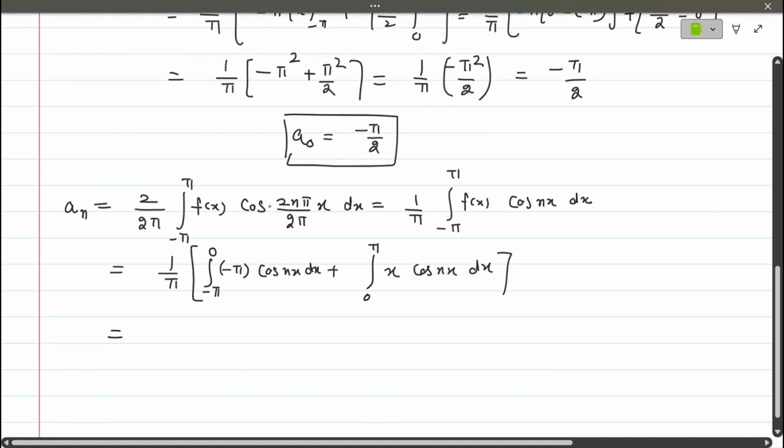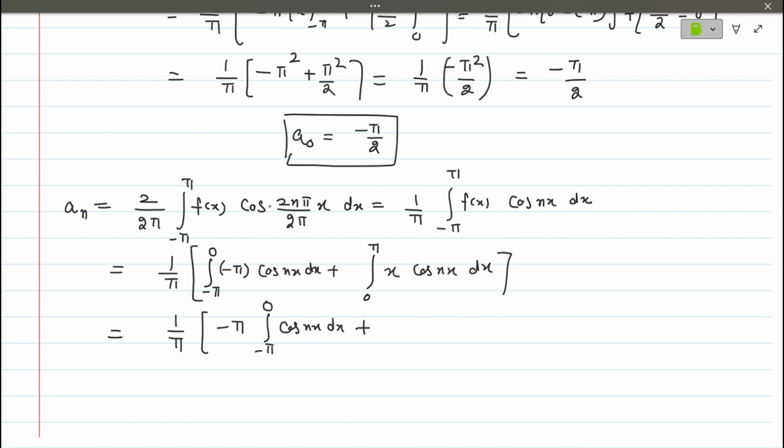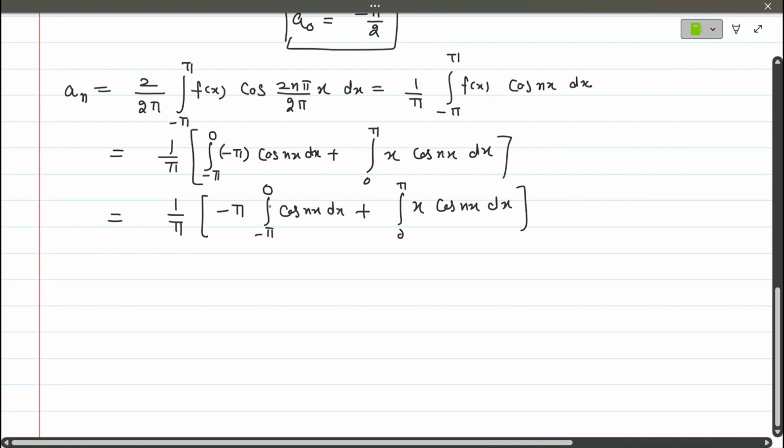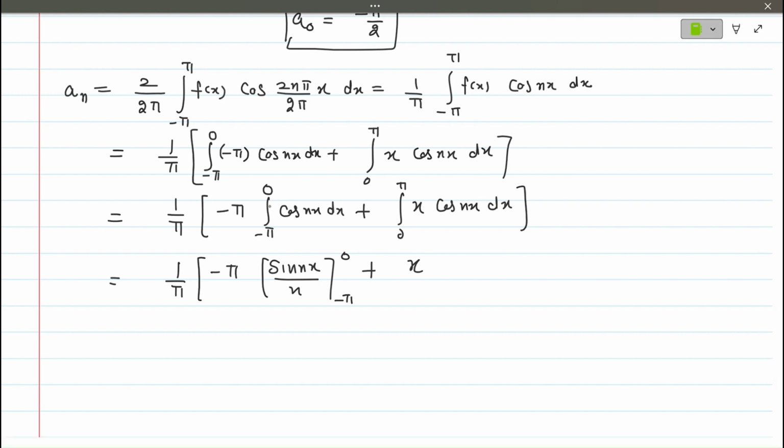Okay, so this expression becomes 1 upon pi: minus pi is constant, integrating minus pi to 0 cos of nx dx, plus integrating 0 to pi x cos of nx dx. So 1 divided by pi, minus pi, integration of cosine is sine of nx divided by n, limits are from minus pi to 0, plus, here we can use successive integration: first function as it is, x; integration of cosine of nx is sine of nx divided by n; minus differentiation of x, which is 1, and integration of this expression is minus cos of nx divided by n square, and limits are from 0 to pi.